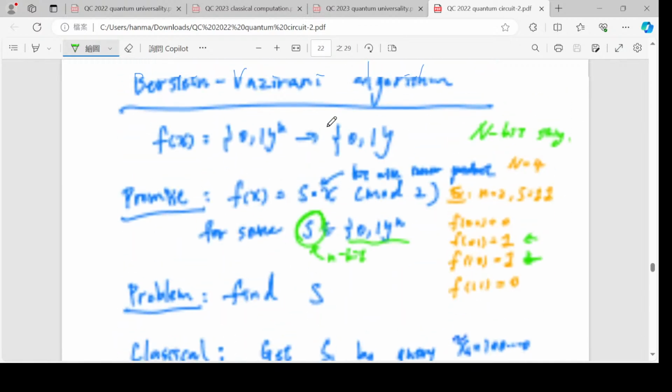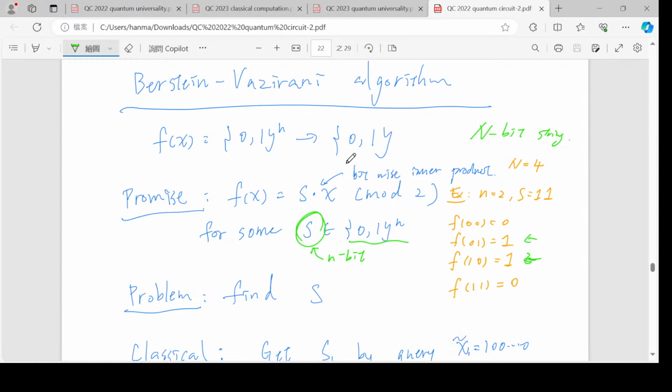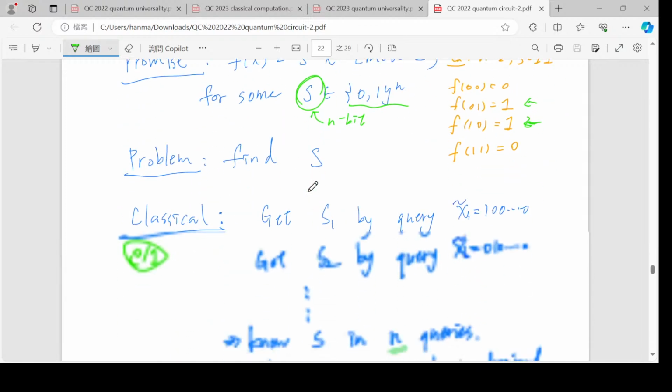And then we have a different promise in this Bernstein-Vazirani algorithm or problem. And here, the truth table of f of x is actually defined by a much smaller string. We have a small bit string s that determines the whole truth table of f of x. So f of x always equals s inner product with x.